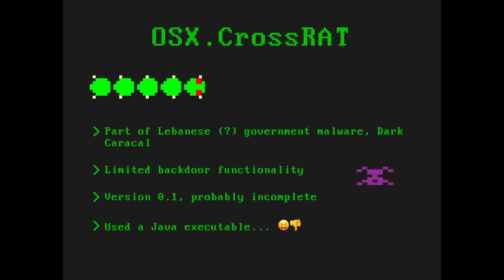The next one, this was the second one discovered in 2018, this year, is Crossrat. And this is a government RAT, or remote access tool. It's thought to be from the Lebanese government, but I'm always a little bit iffy about trusting attributions like that.